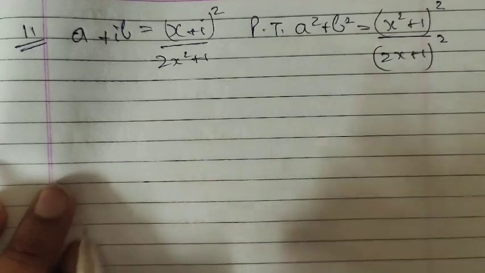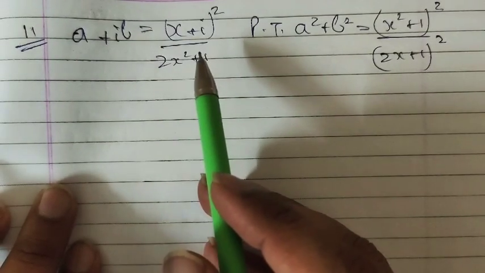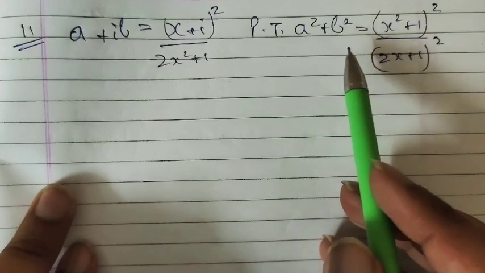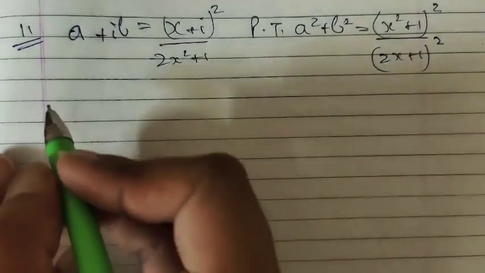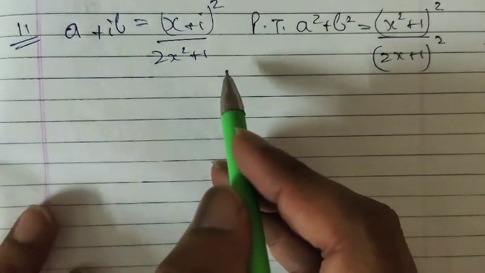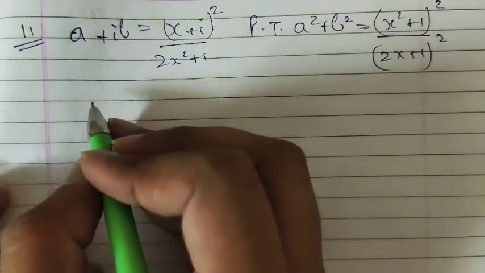Now the next question is: a plus iota b is equal to x plus iota whole square divided by 2x square plus 1. We have to prove that a square plus b square is equal to this figure. So let's find out. This is a question we have already done in this exercise. So let's do it in the same manner.